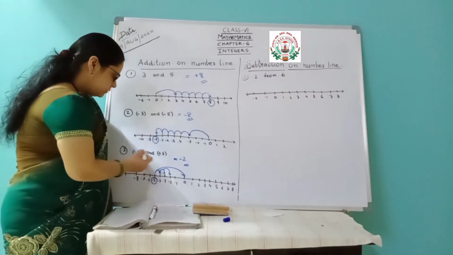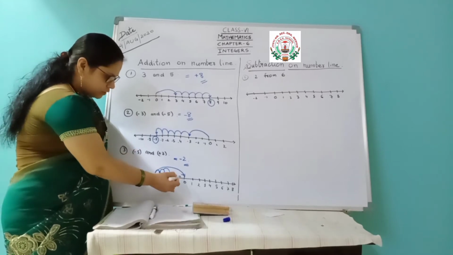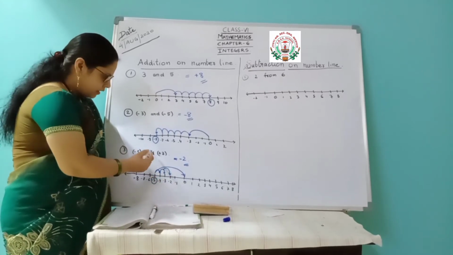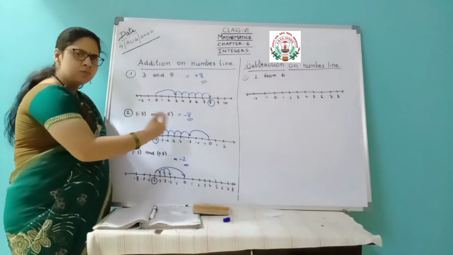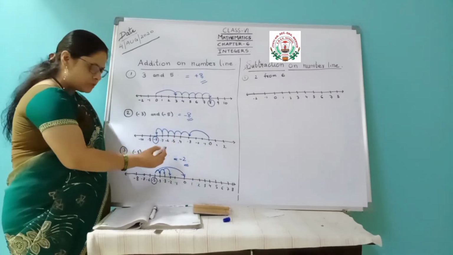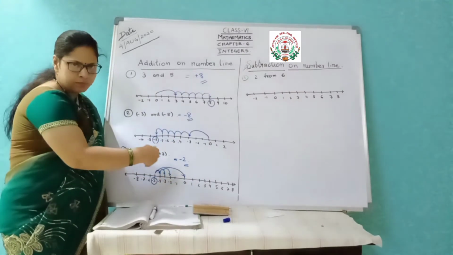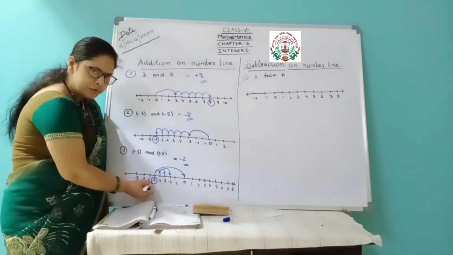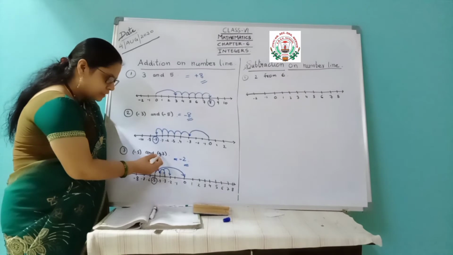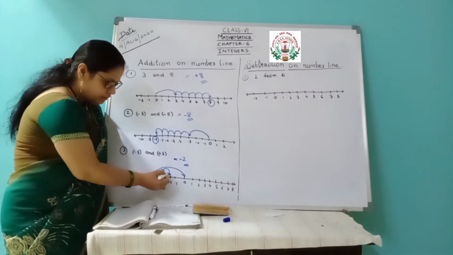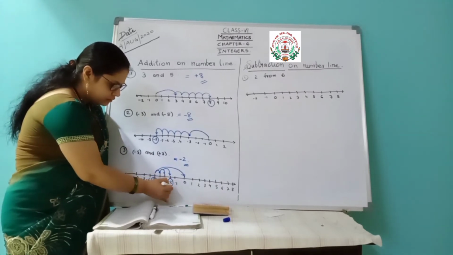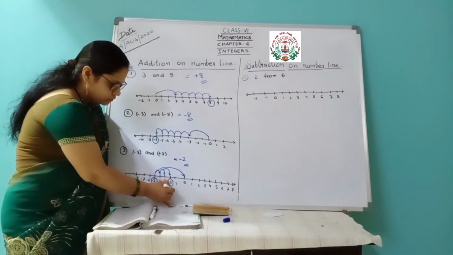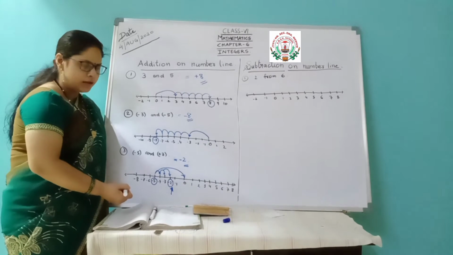So minus 5 first we are taking, 0 to minus 5 we have taken, and plus 3. Plus 3 means positive side you are going for addition. So positive side we are going is to the right side. So from that minus 5 we are going to the right side 3 times because it is plus 3. So 1, 2, 3. 3 times after going you are reaching to minus 2. So this minus 2 is your answer. Minus 2 is the answer.